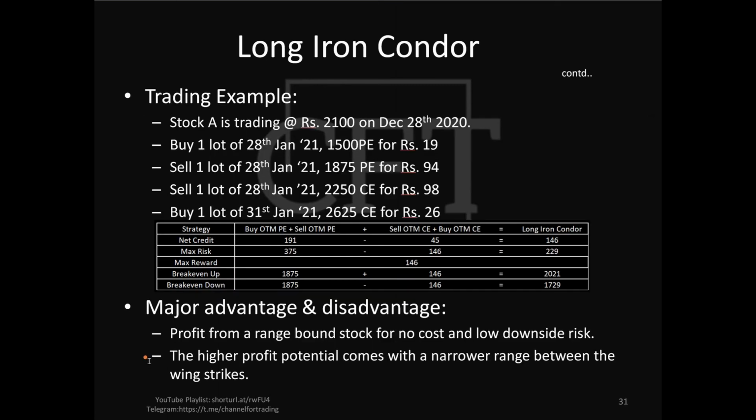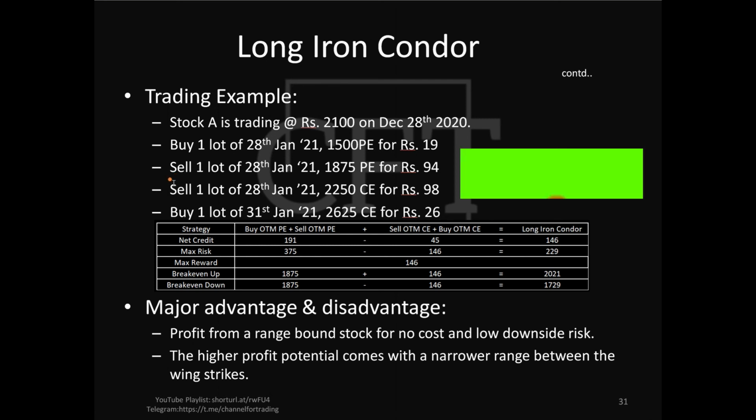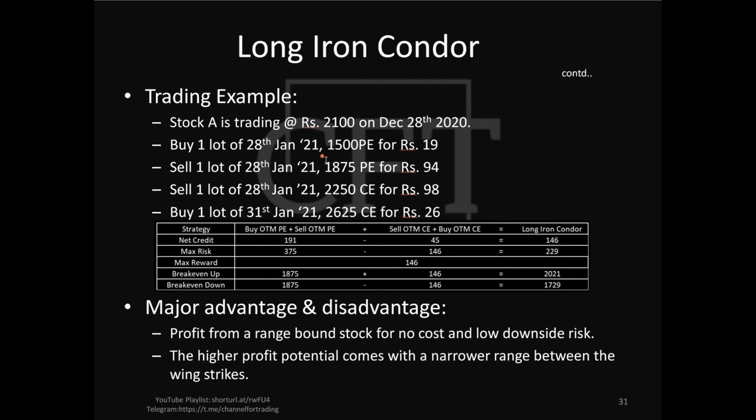Let's look at the trading example. Here, stock A is trading at rupees 2100 on December 28. Buy one lot of 28 Jan 2021 1500 PE for rupees 19, sell one lot of 28 Jan 1875 PE for rupees 94, and sell one lot of 28 Jan 2021 2250 CE for rupees 98. As you can see, the PE strike we have chosen is below the strike of the CE we are selling. Both are OTM.